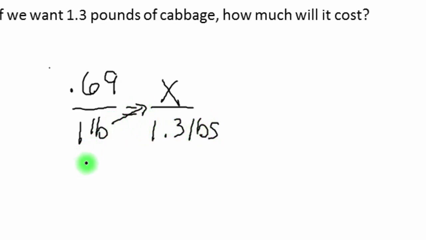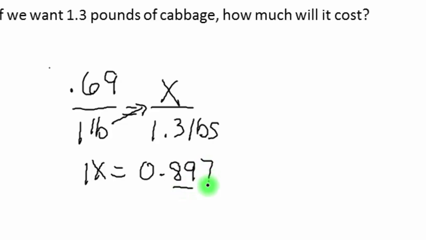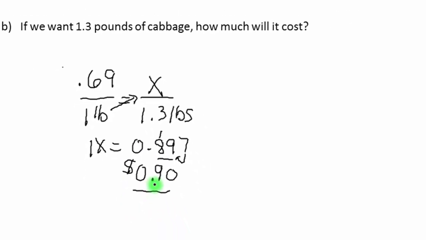You multiply 1 times x, and that's going to equal 0.69 times 1.3, and you're going to return now a decimal of 0.897. Well, this is money. So we need to round this 9 up to a 10. And then the 1 will carry, and that 8 will become a 9. It's still a decimal, so now we know the price of 1.3 pounds of cabbage is 90 cents.